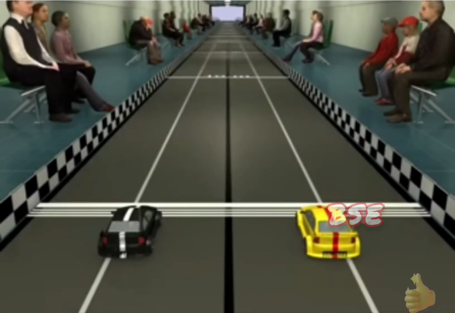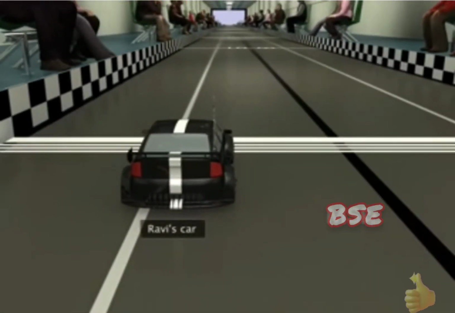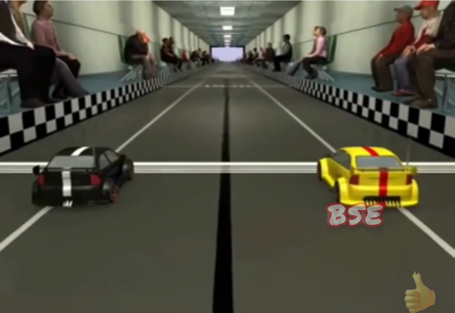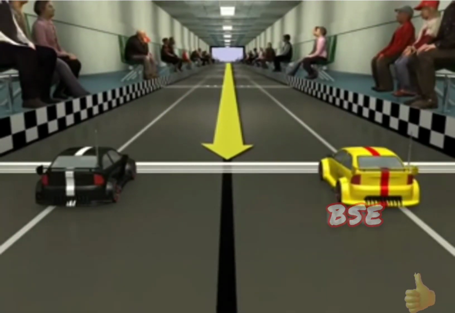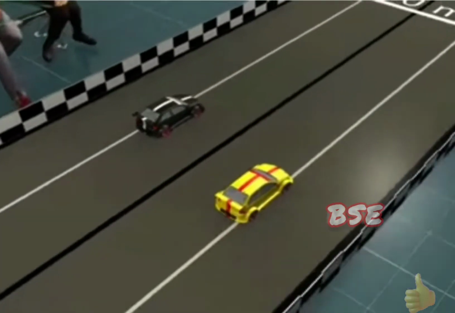Ravi and Suresh are participating in a toy car race. This is Ravi's car and this is Suresh's car. In this race, the cars have to cover a distance of 200 meters. The race has begun.